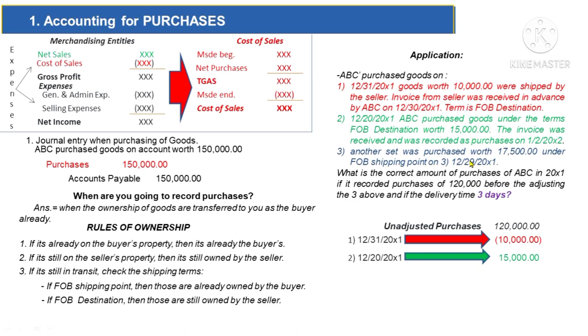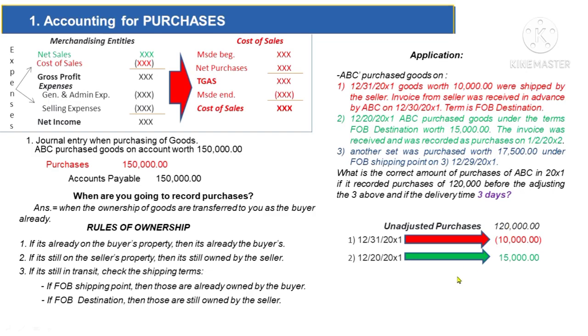The question, however, is this 17,500 included already on the 120,000? And the answer is no, it is not yet, because we are going to assume that the invoice from the supplier is also in transit together with the goods. So we are to assume that ABC has not yet recorded the purchase.